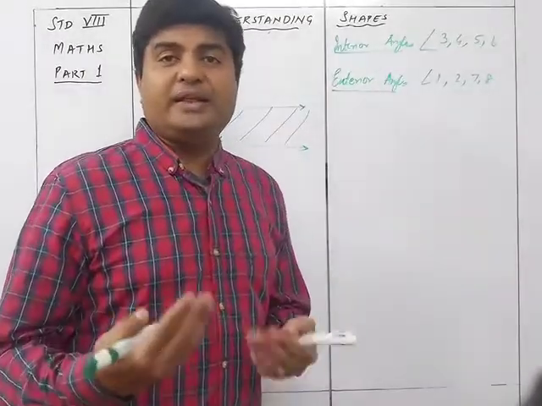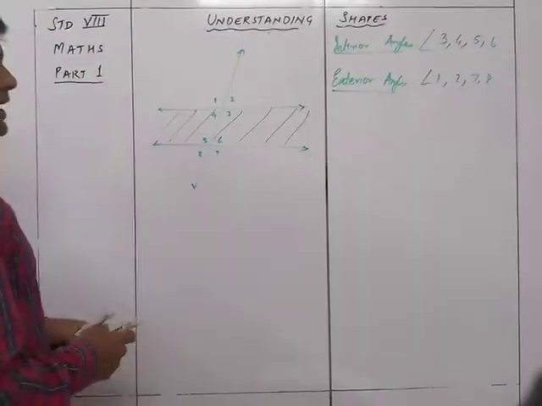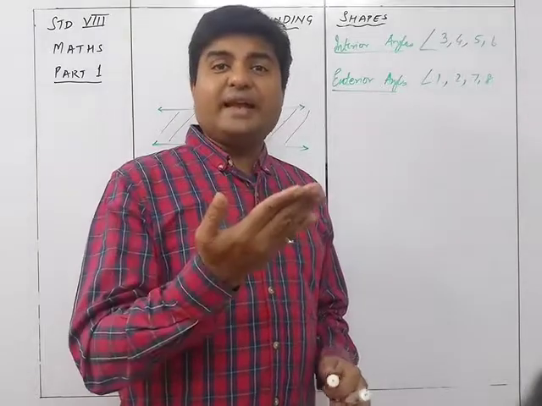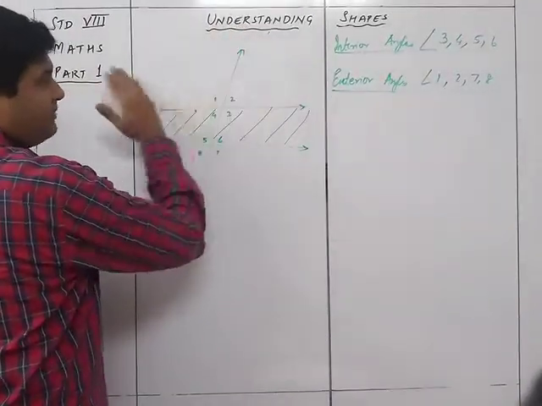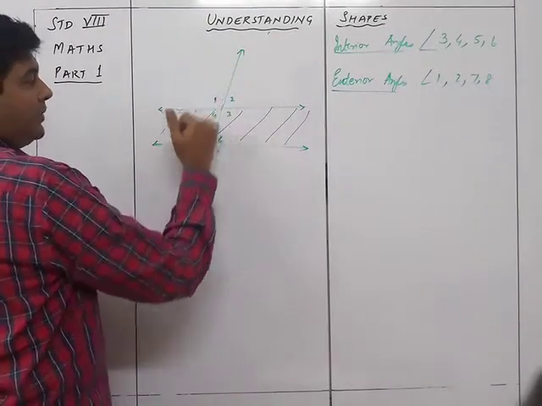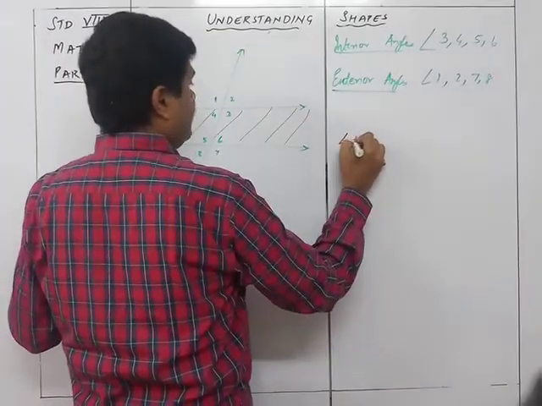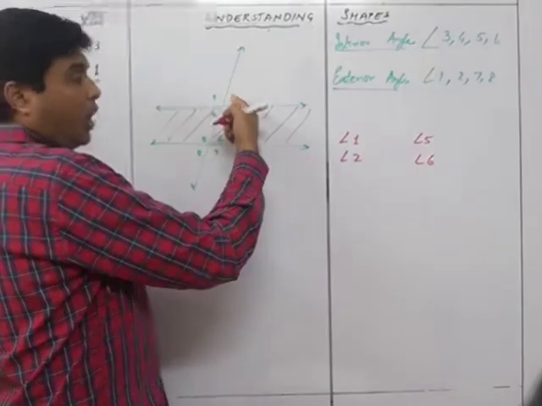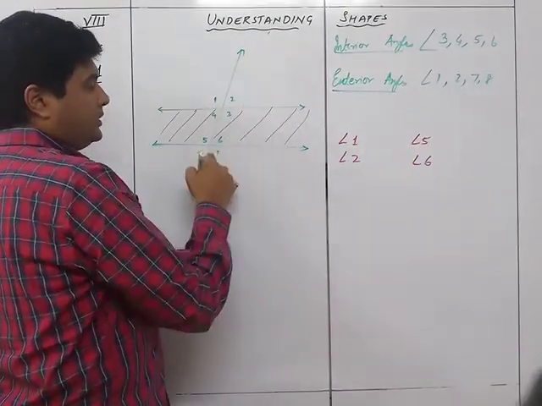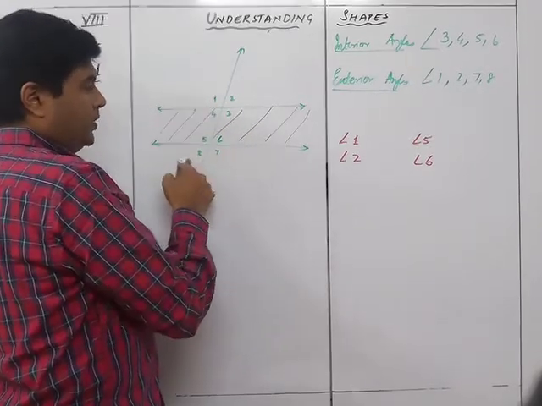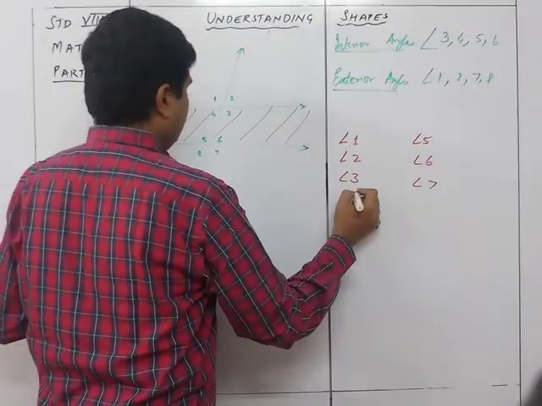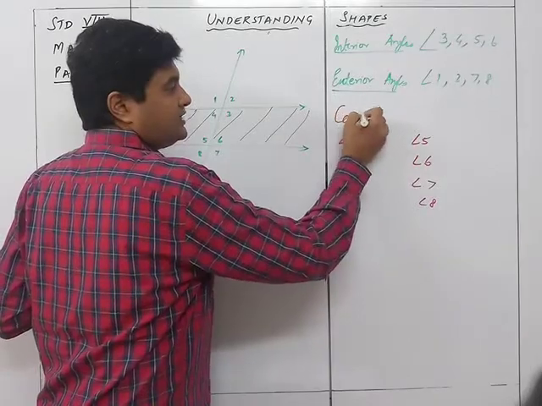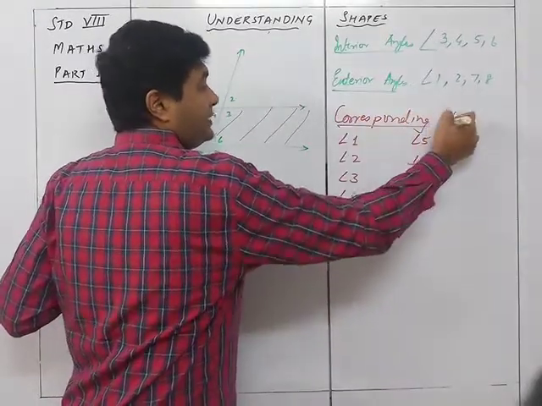Now we see the relationship between these angles. The first one are angles which are on the same side of the transversal, but one is interior and the other is exterior. So on the same side of the transversal, that is the left hand side, one is exterior and one is interior. So we are taking angle 1 and angle 5, angle 2 and angle 6, angle 3 and angle 7, angle 4 and angle 8. This kind of angles are called corresponding angles.